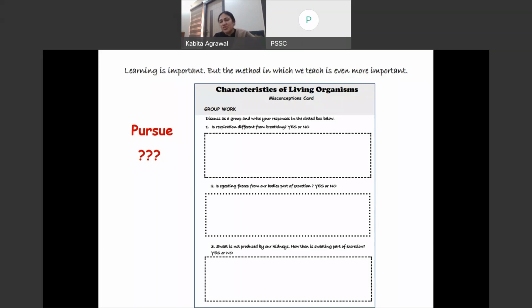That is, are respiration and breathing different, or is breathing a step in the respiration process, or is it different when it is compared to animals and plants? Okay, breathing is a process included in respiration. Okay, coming to the second point. Is adjusting faces a body's part of expression?